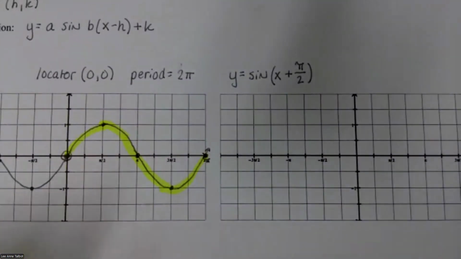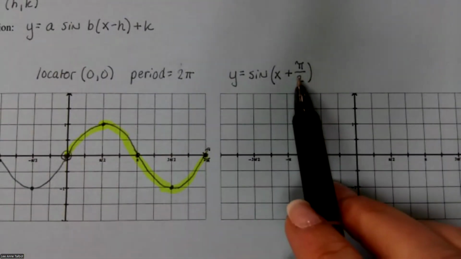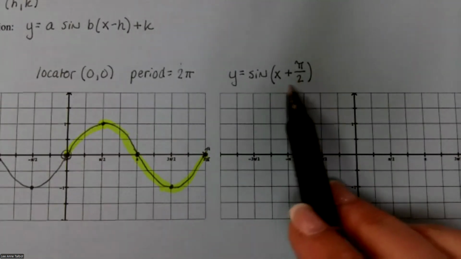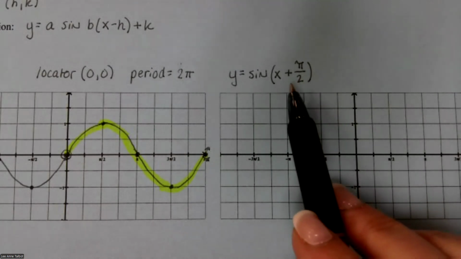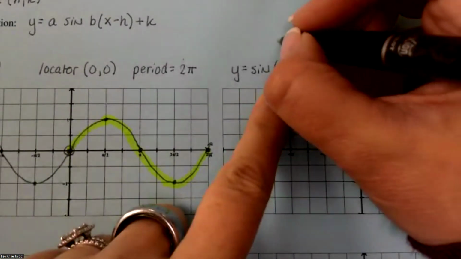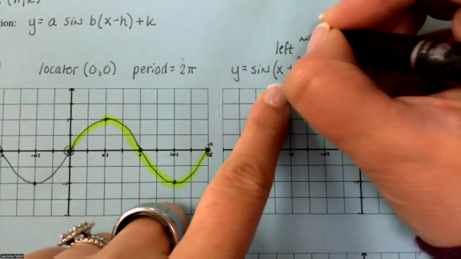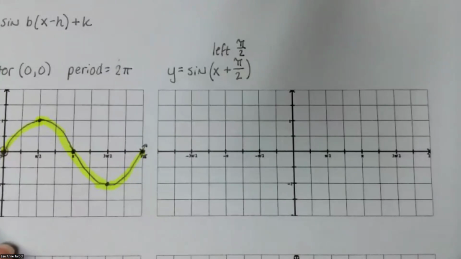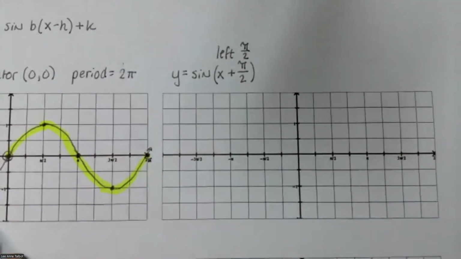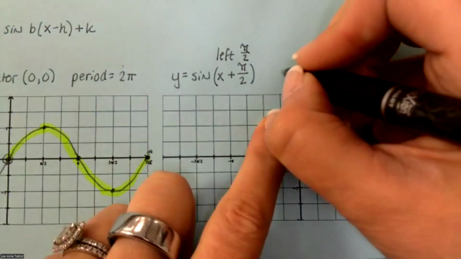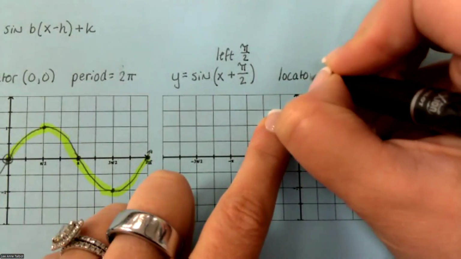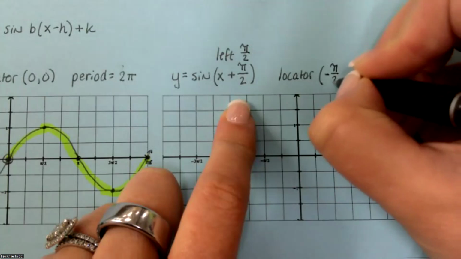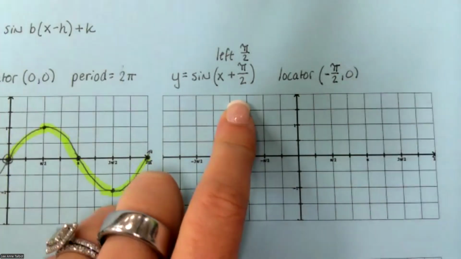Next one. This one I've thrown in an H. Do you guys remember that we switched the sign in parentheses? So this is saying left pi over 2. Okay, so we're going to list 2 things. We're going to list the locator point, which is going to be negative pi over 2, 0.